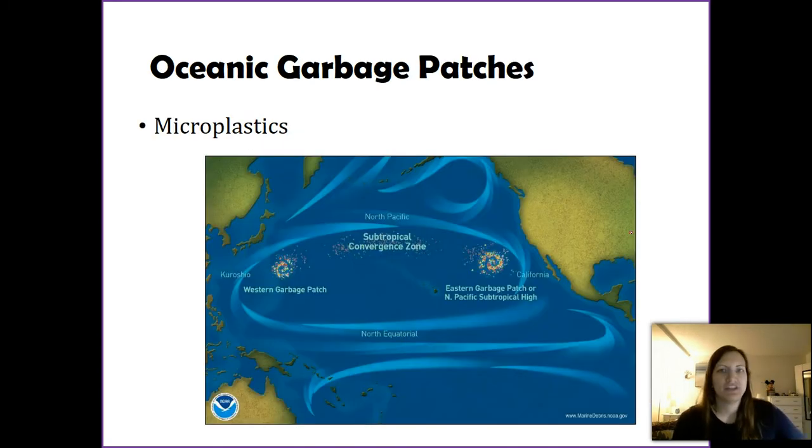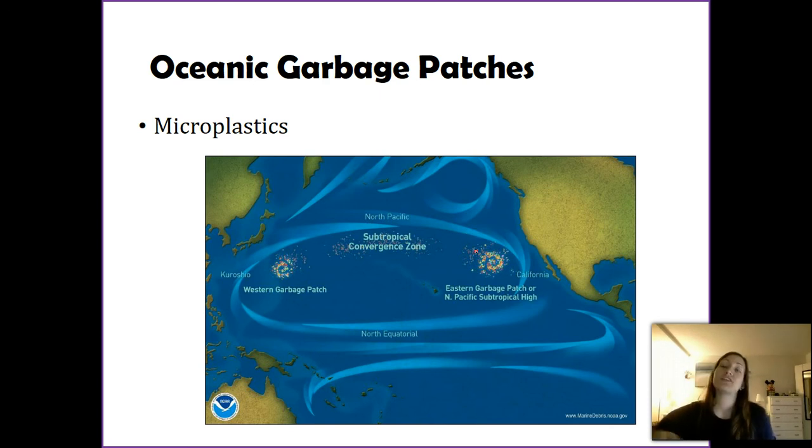Plastics are such a huge issue. We literally have garbage patches in the ocean. They're actually all over the place. This picture is showing the Pacific Ocean. It's showing a couple of the garbage patches that exist, and it's ridiculous. Literally, I think this one right here, the eastern one, is like the size of Texas.